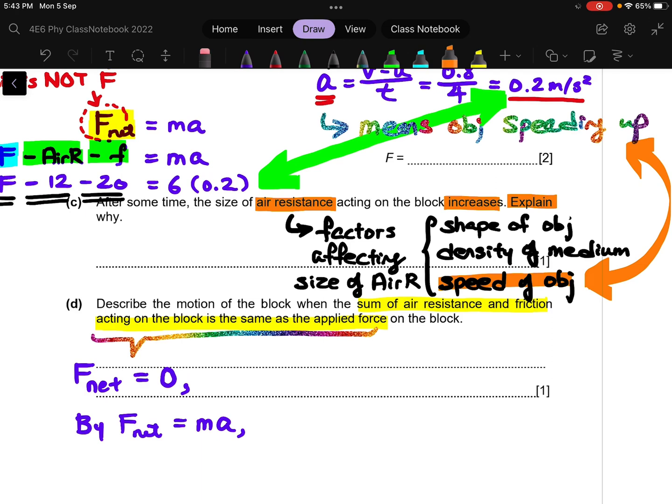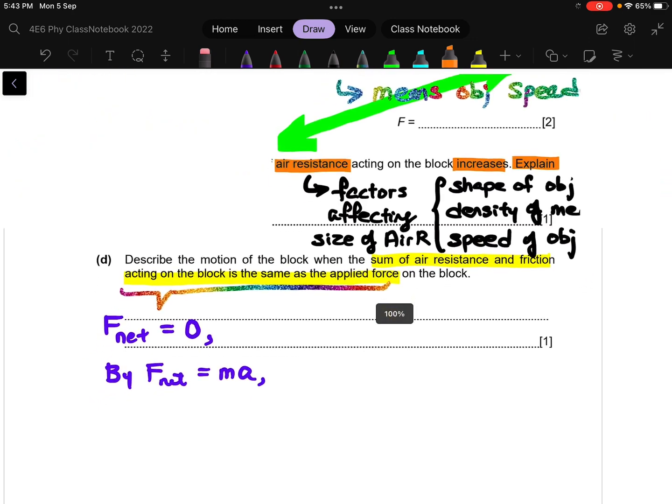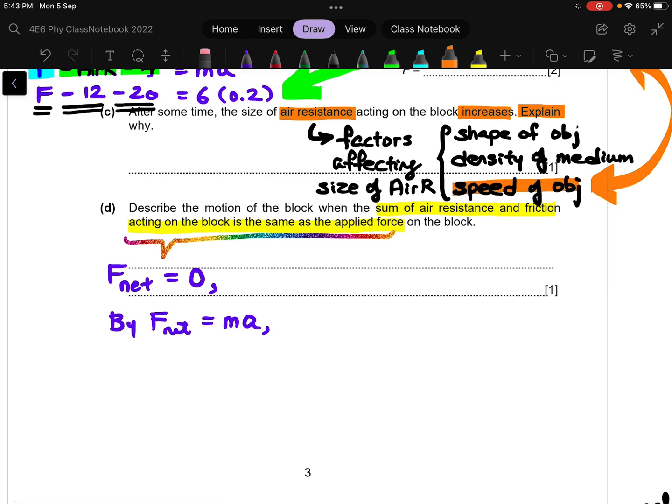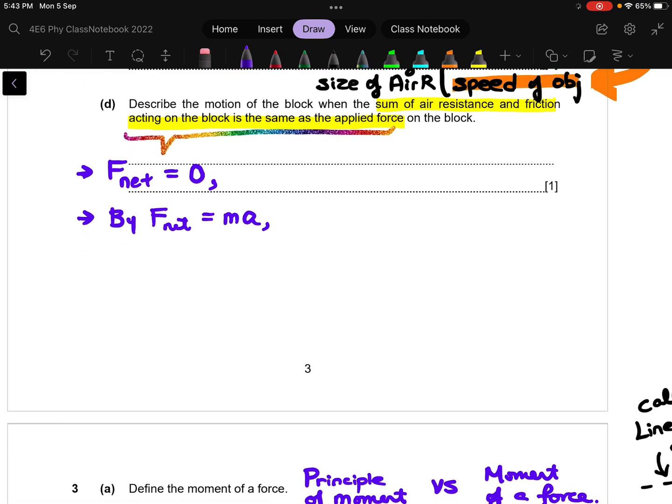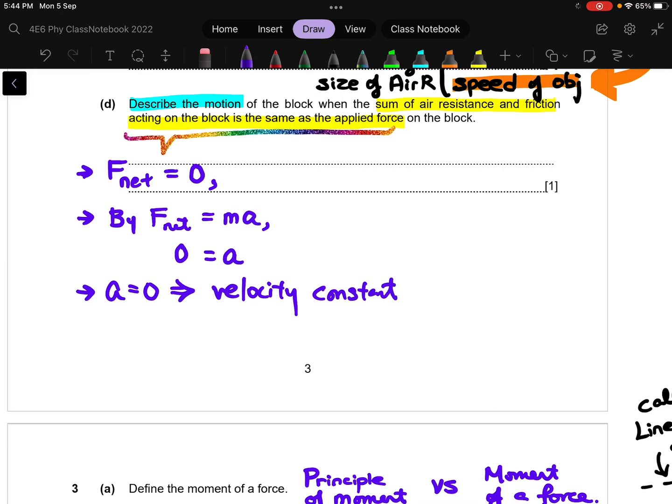As for part D, we are asking you what happens if the sum of all the left forces is equal to the sum of the right forces. So that highlighted part is basically telling you that your F net is now equal to 0, and you should be able to tell me that by Newton's second law, when your F net equals 0, it means that your acceleration must also be 0 because your mass cannot be 0, right? So when your acceleration equals 0, what does it mean in terms of its motion? Well, you need to tell me that when your a equals 0, in terms of its motion, it means that your velocity is going to be constant, and that will give you the full 1 mark.